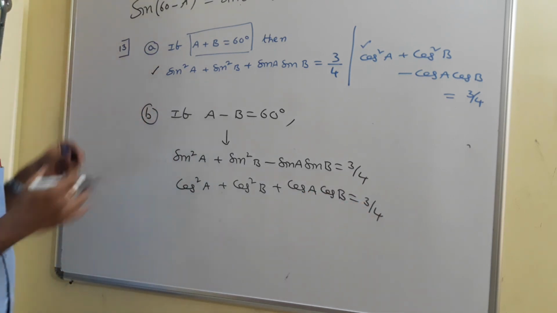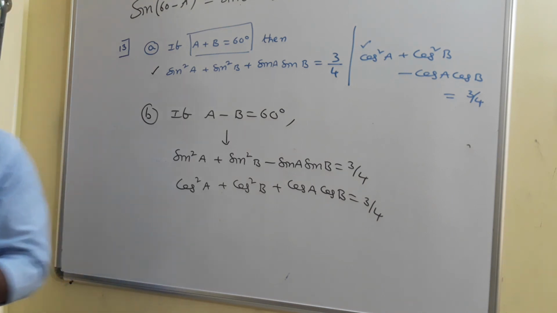See, all are the same, the procedure is the same, the proof is the same. But we need to memorize them in different aspects, like if A plus B is equal to 60 degrees, or if A minus B is equal to 60 degrees. We need to observe all these things. Just have a look and use these to solve different problems.